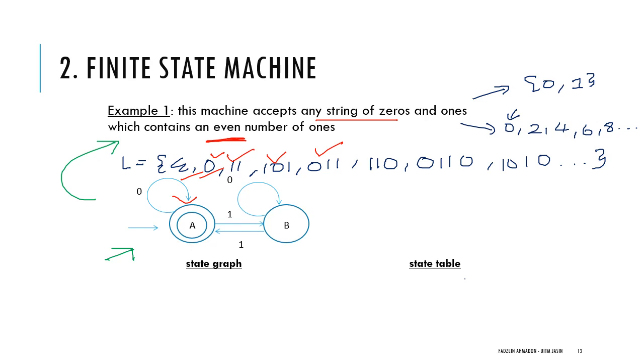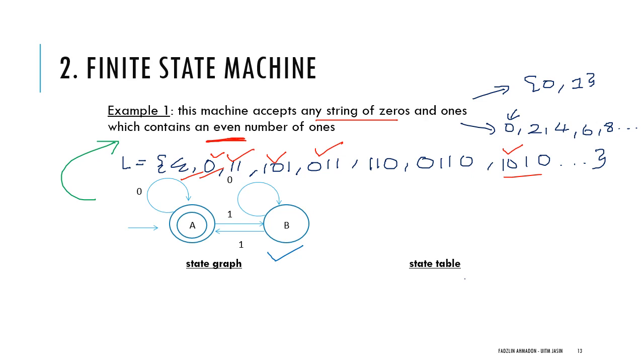And then I'm going to check the final one. 1, 0, 1, 0. Accepted. Correct. So we can say that this state graph given to us correctly represents a machine that accepts any strings of zeros and ones that contains an even number of ones.